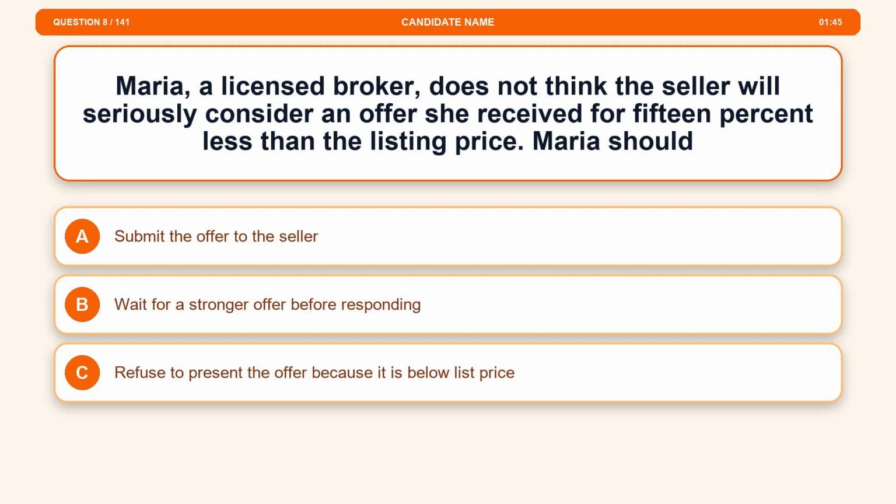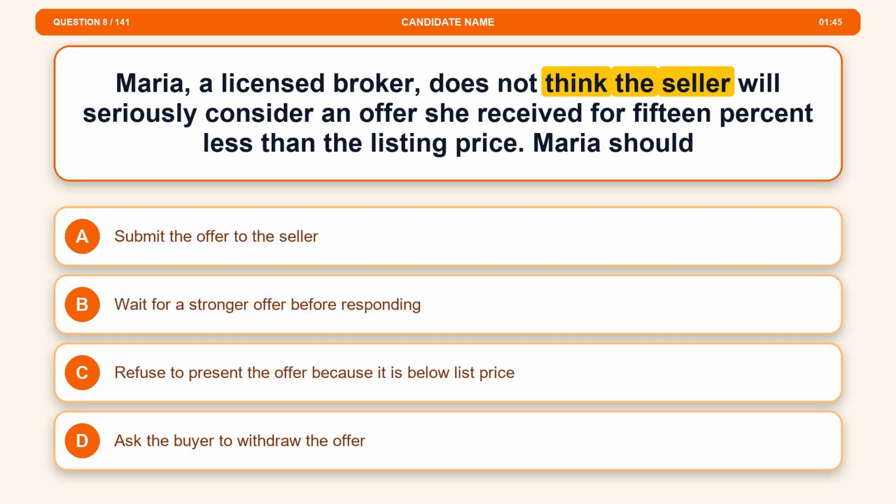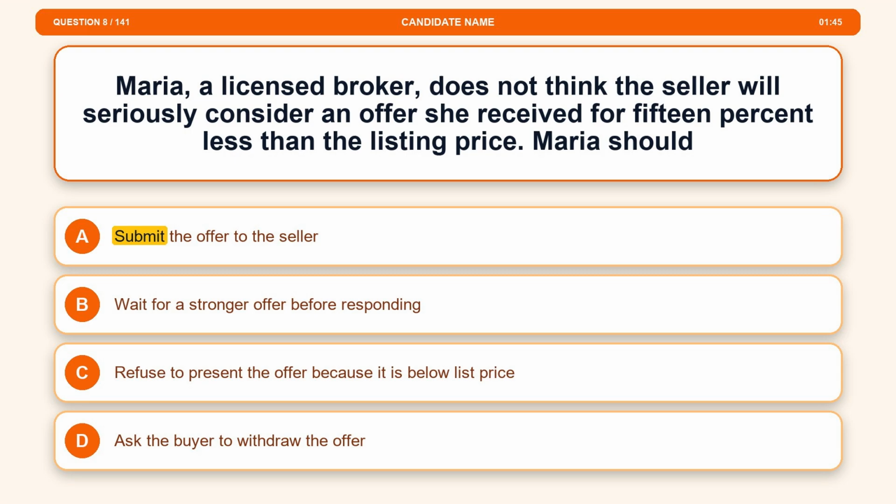Question 8. Maria, a licensed broker, does not think the seller will seriously consider an offer she received for 15% less than the listing price. Maria should. Option A. Submit the offer to the seller. Option B. Wait for a stronger offer before responding. Option C. Refuse to present the offer because it is below list price. Option D. Ask the buyer to withdraw the offer.